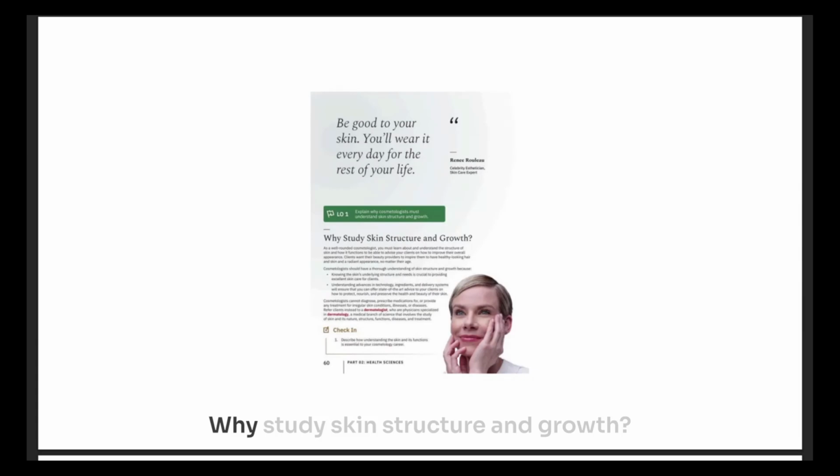This is so true. Why study skin structure and growth? As a well rounded cosmetologist, you must learn about and understand the structure of skin and how it functions to be able to advise your clients on how to improve their overall appearance. Clients want their beauty providers to inspire them to have healthy looking hair and skin and a radiant appearance, no matter their age. Cosmetologists should have a thorough understanding of skin structure and growth because knowing the skin's underlying structure and needs is crucial to providing excellent skincare for clients.